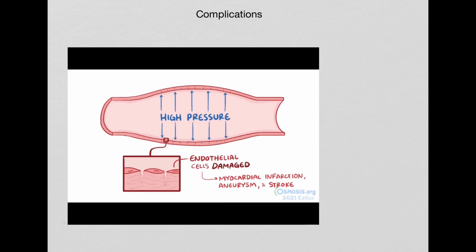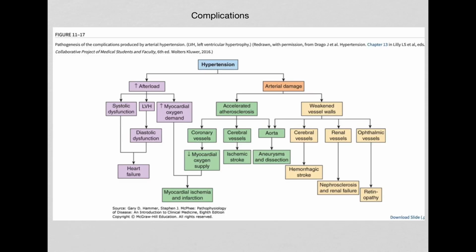So there's endothelial cell damage, and then the other way is, so we have arterial damage over here, and the other way is it just increases afterload, which stresses the heart. So this is a figure from Lange. And the main thing to look at here is the end result of hypertension, right? So increased afterload can result in heart failure. Both systolic and diastolic heart failure can be caused by increased afterload over time.